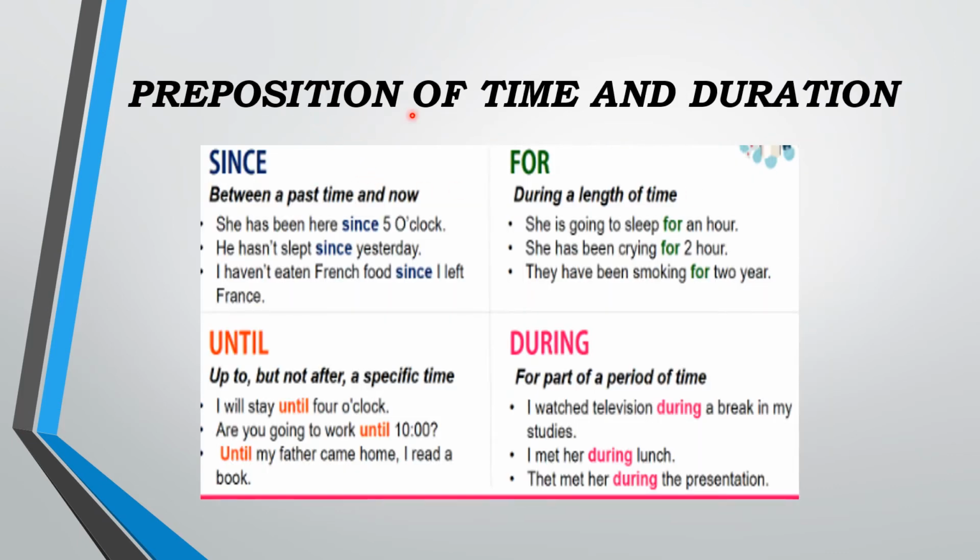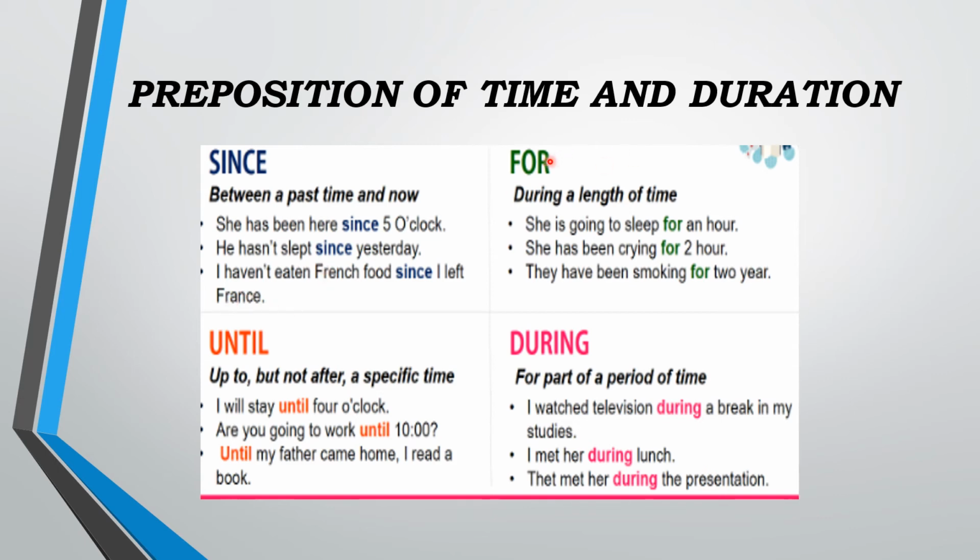Let's move on to preposition of time and duration. When we are specifying the time and duration, definitely we will be using these words. Say for example, since, for, until, during. Where we are supposed to use since? Between a past time and now. Look at the example given here. She has been here since 5 o'clock. He hasn't slept since yesterday, which means what? He didn't sleep from yesterday till now.